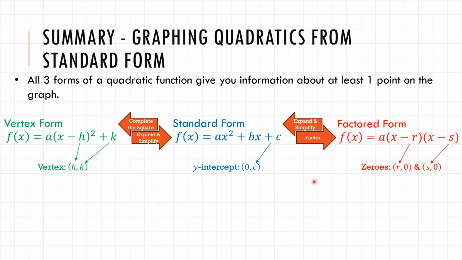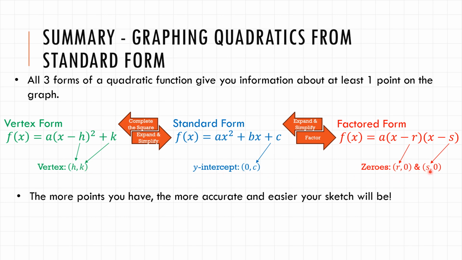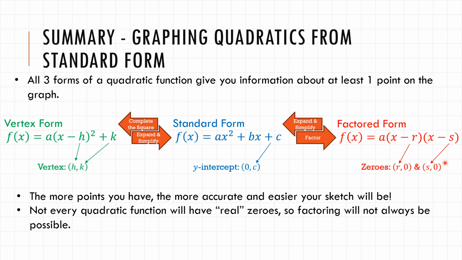These are four really important points that can tell you a lot about how to graph that quadratic. And the more points you have, the more accurate and the easier your sketch will be. Just keep in mind that not every quadratic relation has a factored form. So not everything will actually be factorable. And some quadratics don't even have any zeros, or any real zeros.